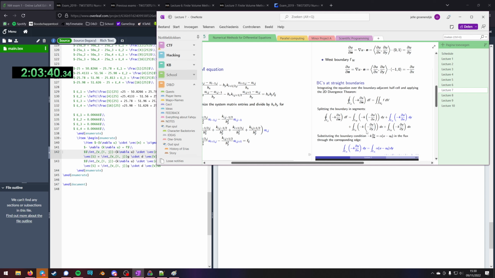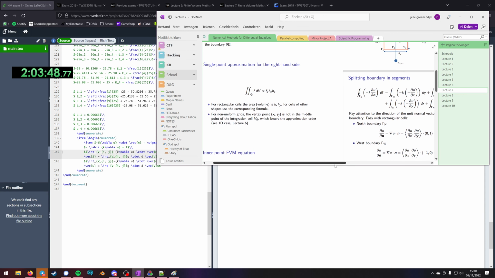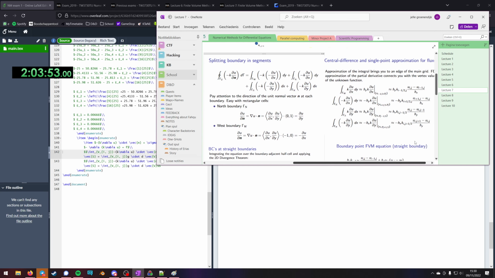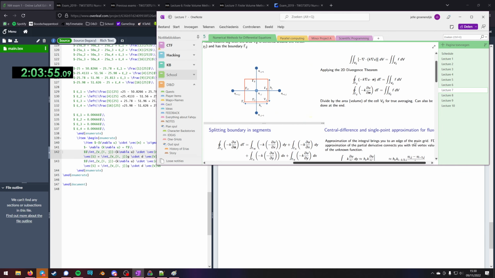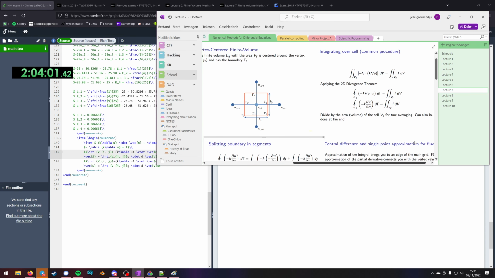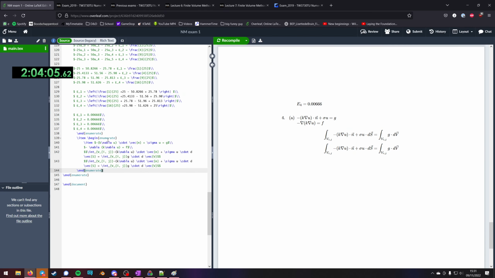You're integrating. You're integrating f. Yeah, you're integrating over f. And then at the edges you replace the integral over the edges by the boundary condition. Okay, so that's something at least.